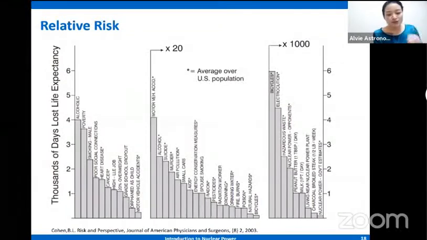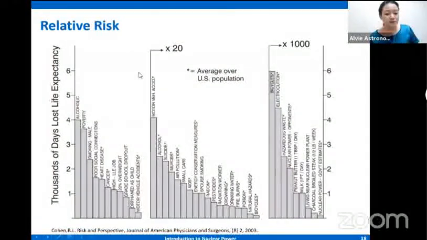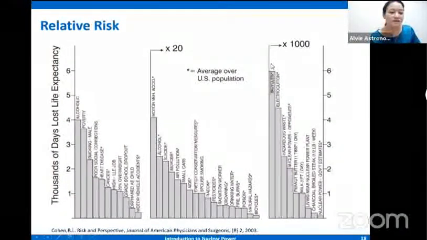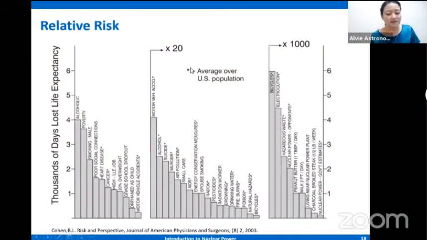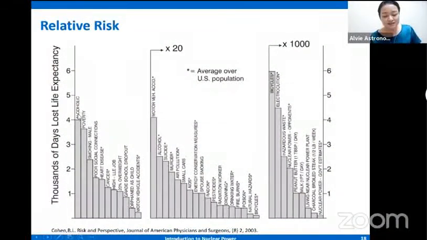Another illustration of relative risk. So this is from this reference. This presents the thousands of days loss of life expectancy for different activities. When you see the asterisk, it's average. This is US data. We don't have local data yet. So the asterisk here represents an average data, while those that have no asterisk are based on people who are involved in that activity. So you see here, this is for alcoholism, about 4,000 days lost, poverty, smoking, and so on.